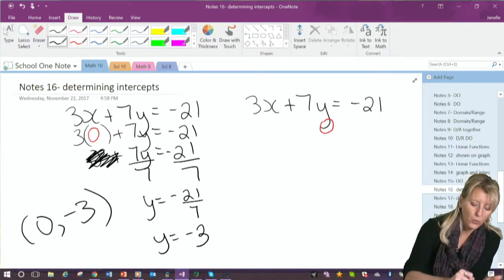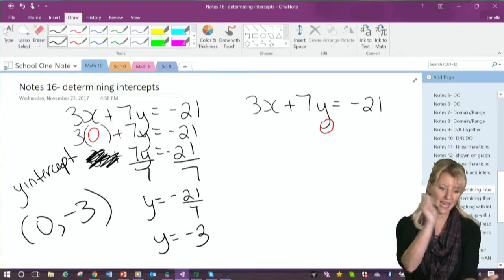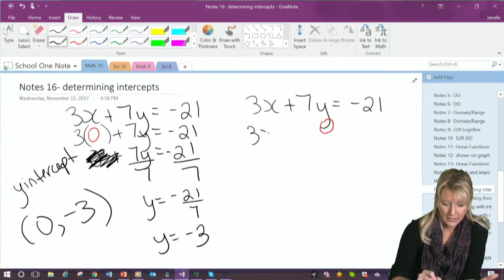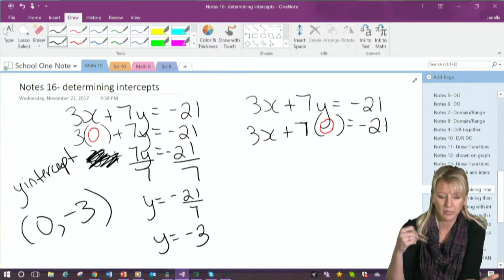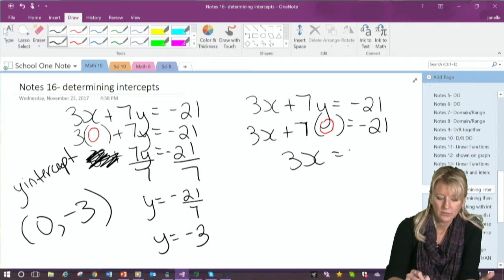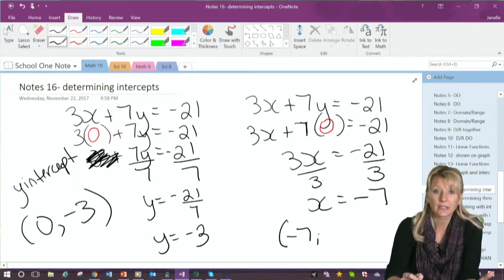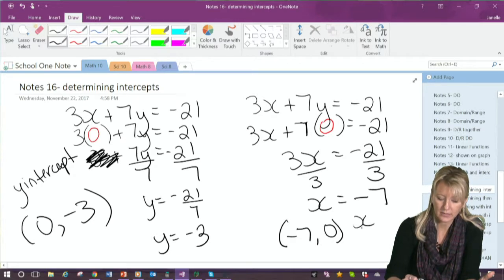This is the y-intercept. This is where it crosses the y-axis. Yay, we found it. Here, I'm going to write in everything else. Remember, put the 0 in brackets, doesn't matter. This is a 0, I'm not going to write it in. So we get this. Divide by 3, divide by 3. You guys should have done this, so I'm going a little faster. Therefore, -7 is the x value, 0 is the y, and this is the x-intercept.